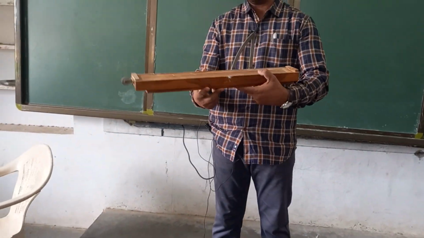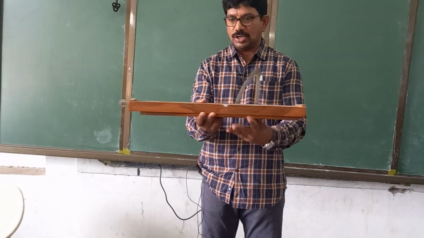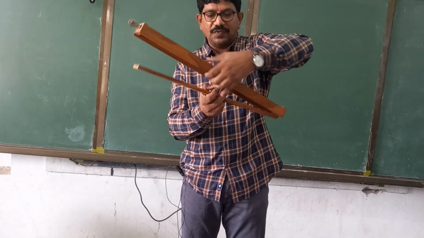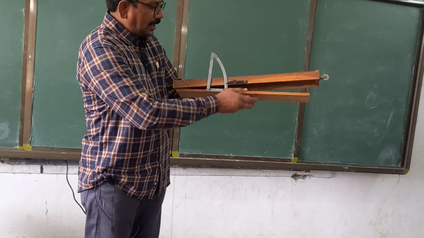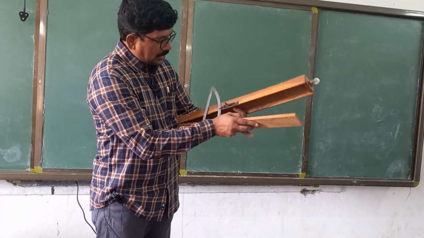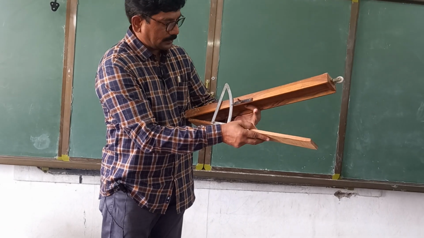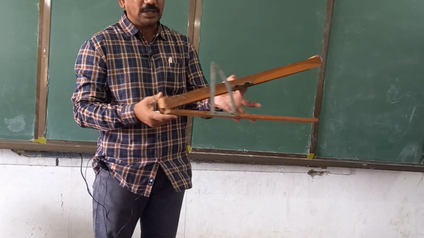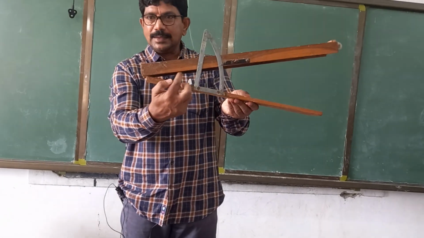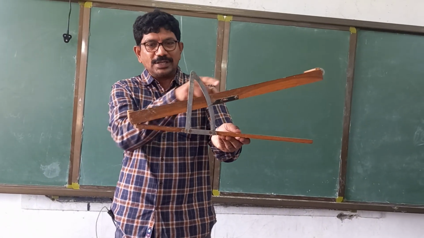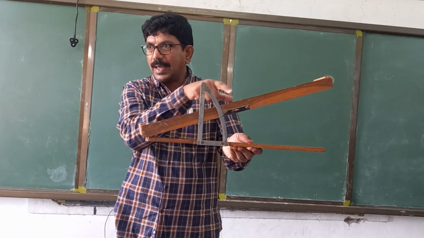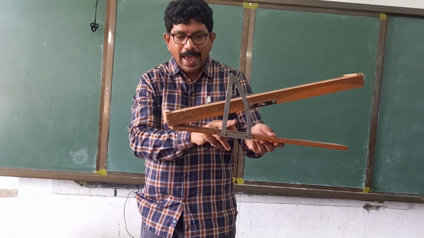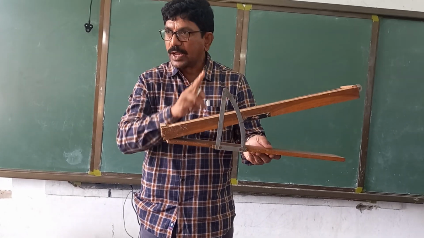See, this is the horizontal. This is another surface, and this surface is making some angle with the horizontal. Here, I am fixing this at an angle of 20 degrees. What is the angle here? The angle is 20 degrees. So, this is what we call an inclined plane: raised to a certain angle, making some angle with the horizontal. This is known as an inclined plane.